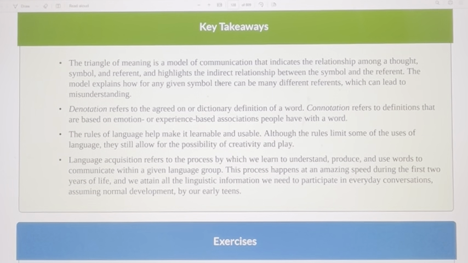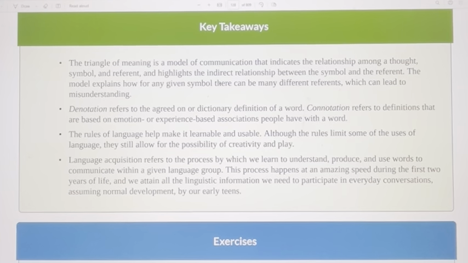The triangle of meaning is a model of communication that indicates the relationship among a thought, symbol, and a referent, and highlights the indirect relationship between the symbol and the referent. The model explains how for any given symbol there can be many different referents, which can lead to misunderstanding. Denotation refers to the agreed on or dictionary definition of a word. Connotation refers to definitions that are based on emotion or experience-based associations people have with the word.